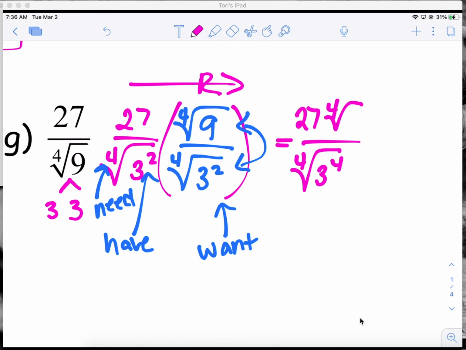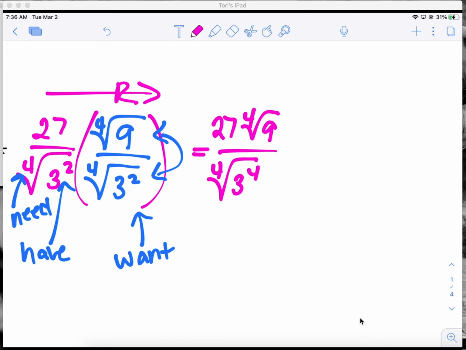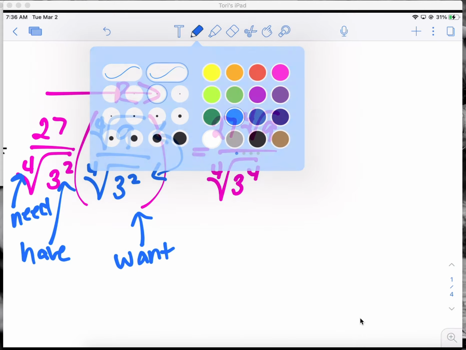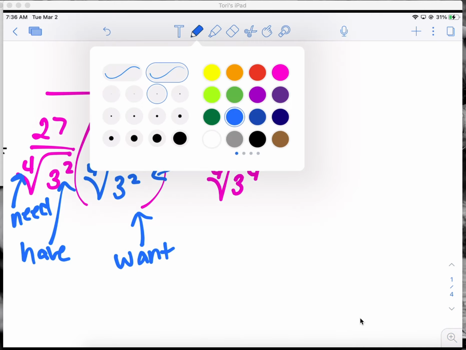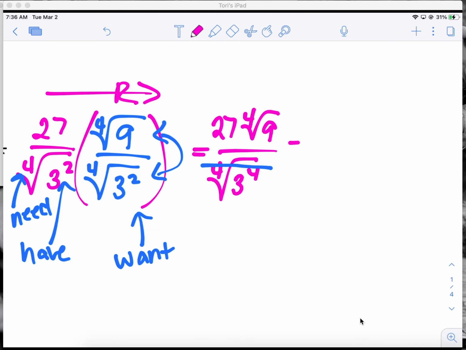4th root of 9 stays separate because it's not a radical. If the 27 was inside a radical, then we would do 27 times 9. But they're not. They're separate. Okay? 4 and 4 right here are going to cancel. So let me cancel that out. They don't cancel to 1 though, they cancel to a 3. So I get 1 whole 3 on the bottom, and then my final part here, 27, 4th root of 9.